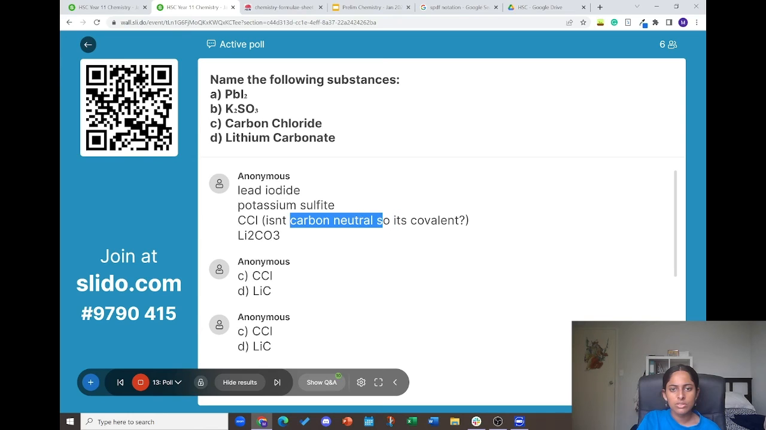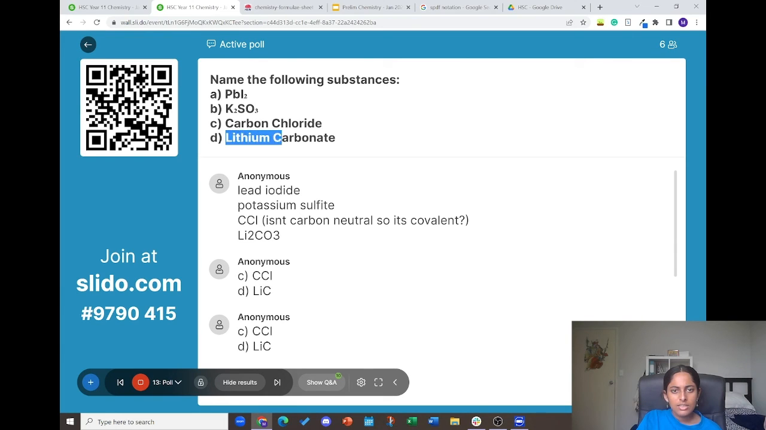Carbon is not neutral. I don't get where you're coming up with this. For something to be neutral, that depends on pH, so that's a whole other concept. So I'm not sure what you're talking about.